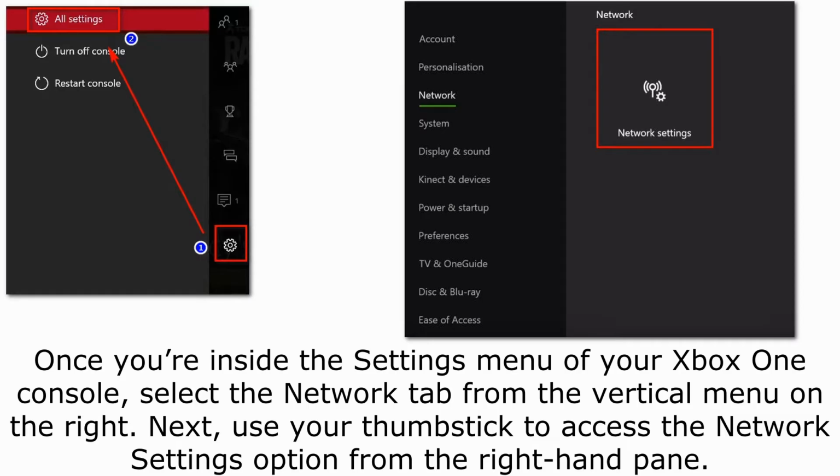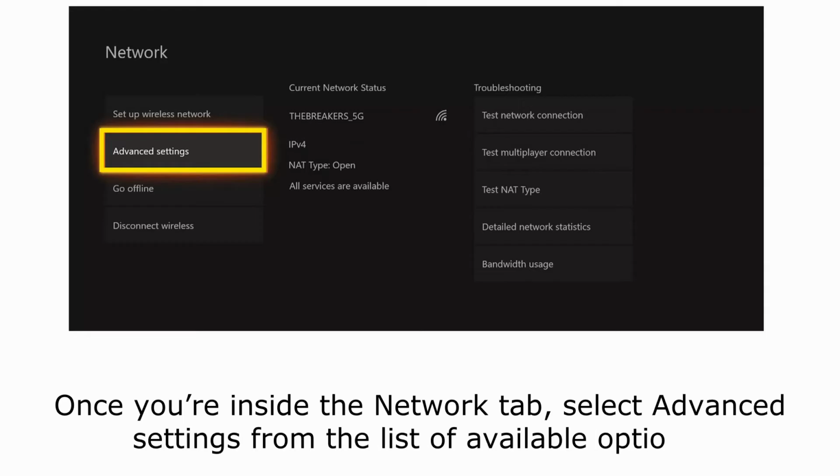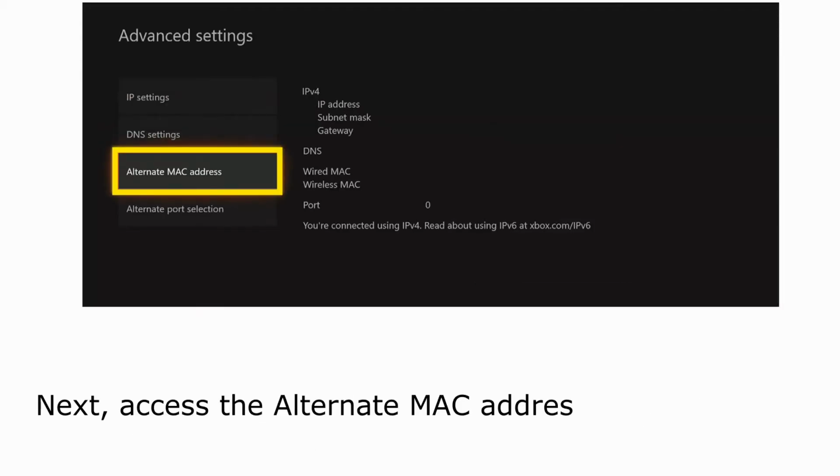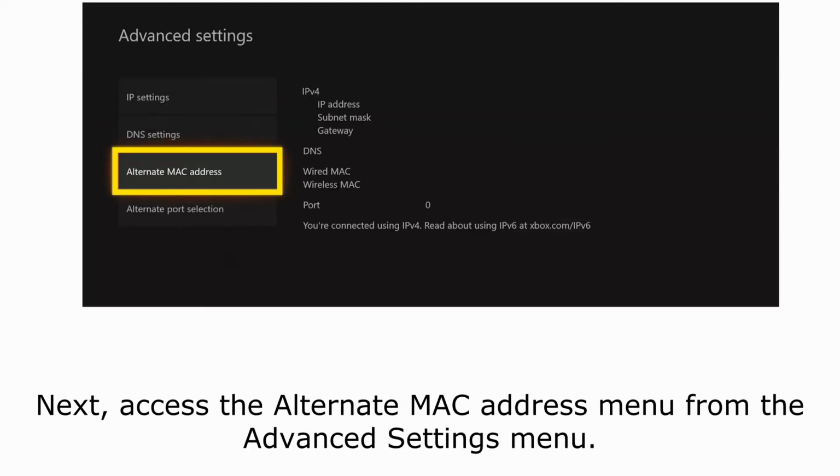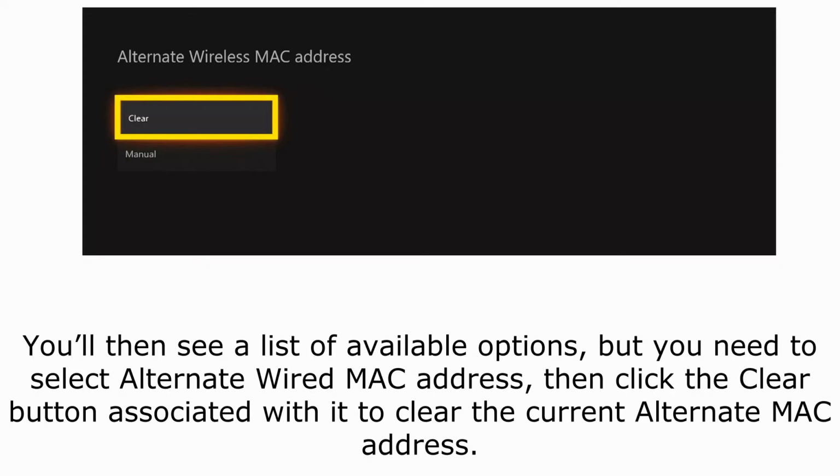Next, use your thumbstick to access the network settings option from the right-hand pane. Once you're inside the network tab, select advanced settings from the list of available options. Next, access the alternate MAC address menu from the advanced settings menu. You'll then see a list of available options, but you need to select alternate wired MAC address, then click the clear button associated with it to clear the current alternate MAC address.